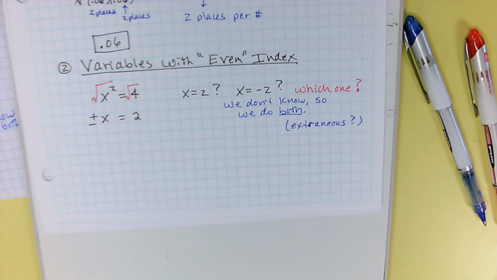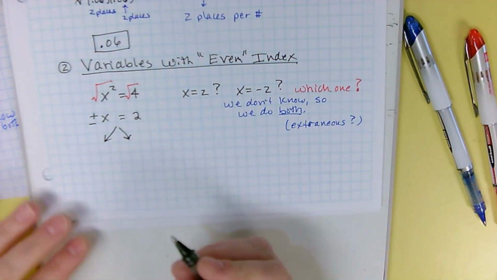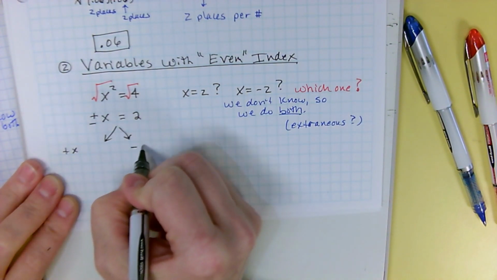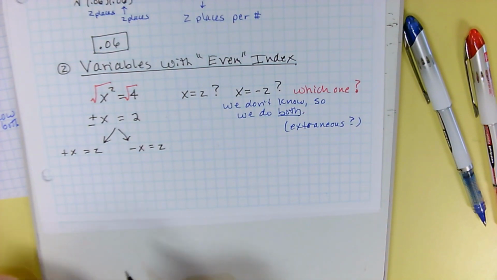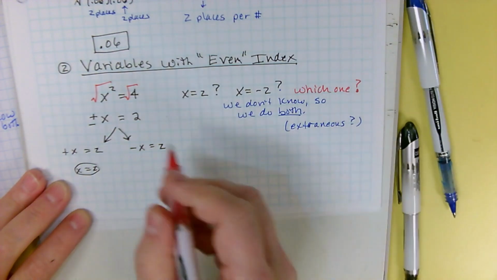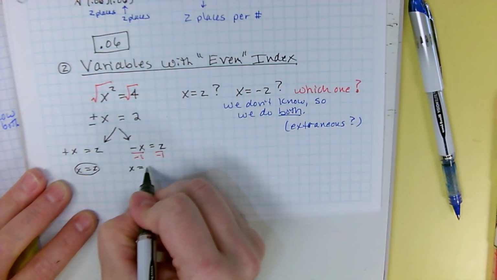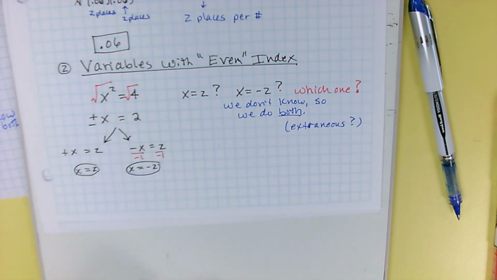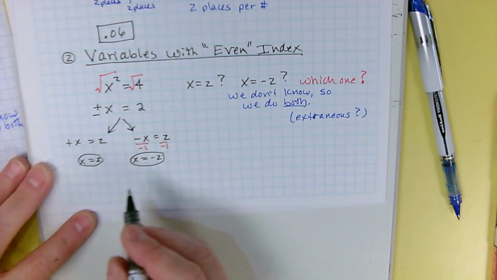This is the one where we're like, what was x? We don't know. So you end up splitting the expression into a positive x and a negative x, and you solve them separately, which in an easy problem like this one is not that hard. You get x equals 2, and then on this one, if you multiply or divide both sides by a -1, you get x equals -2. So you have two different answers.